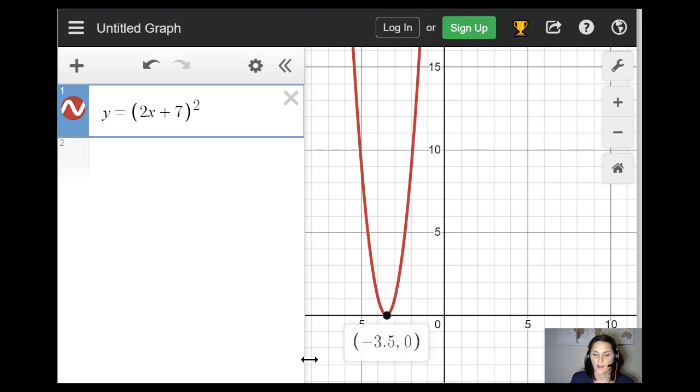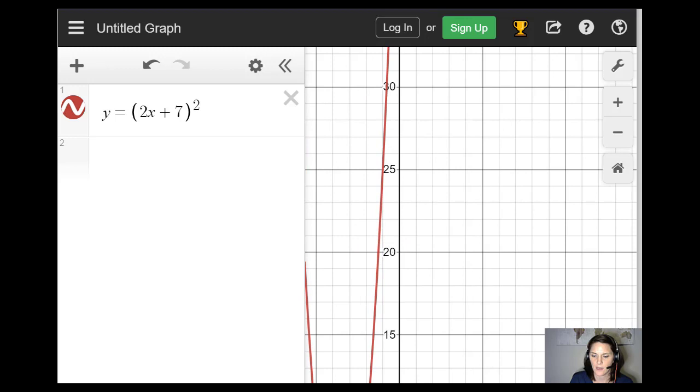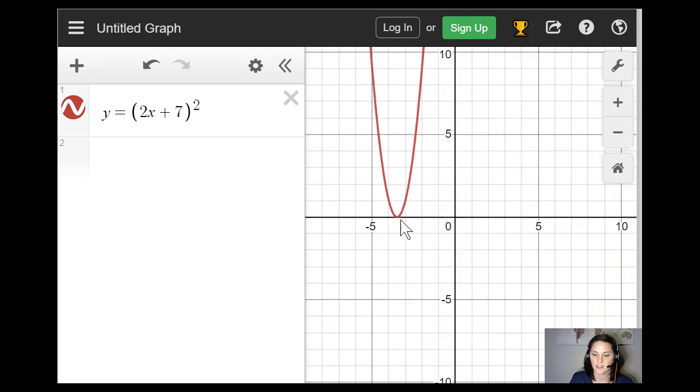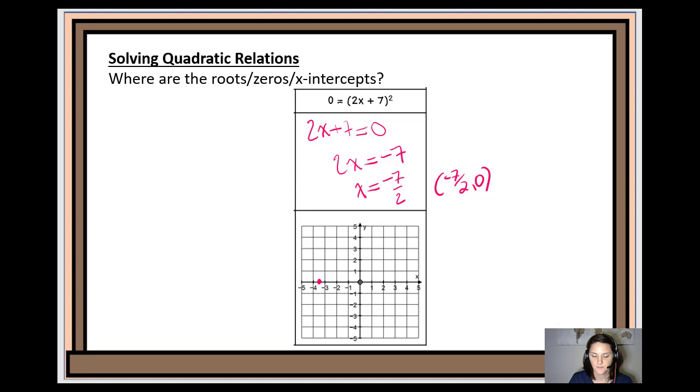Okay, so for this graph, we have (-3.5, 0) as the vertex, and the y-intercept is nowhere in sight. It's way, way up. So I'm just going to make a sketch as best I can on the grid that I have. Okay, there's our last example. Again, make sure you extend your parabola all the way to the edge of the grid and label your parabola.